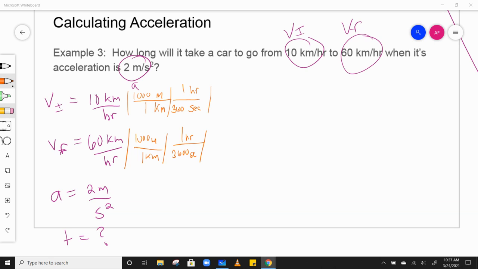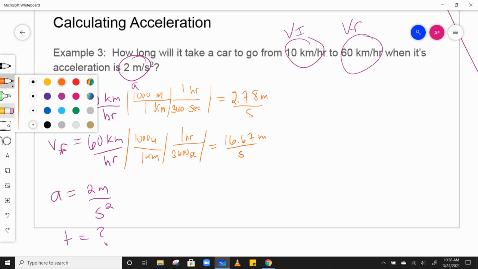Okay, when we do the math here in our calculator, we get 2.78, and that would be meters per second. And here we get 16.67 meters per second. I'm not really worried about sig figs here. Okay, all right, now we can use these two numbers to find time.